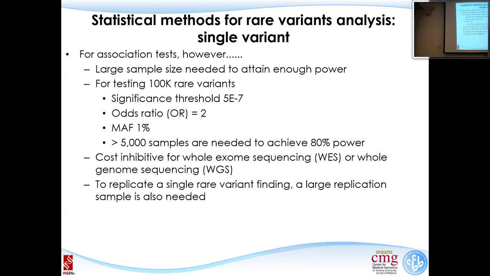If you just increase your significance threshold to the -7, and you have an odds ratio of 2, which is actually pretty big, and a minor allele frequency of 1%, which is almost the upper limit when you define a rare variant, you need 5,000 samples to have 80% power. You can ask how much they will charge you if you sequence 5,000 samples.